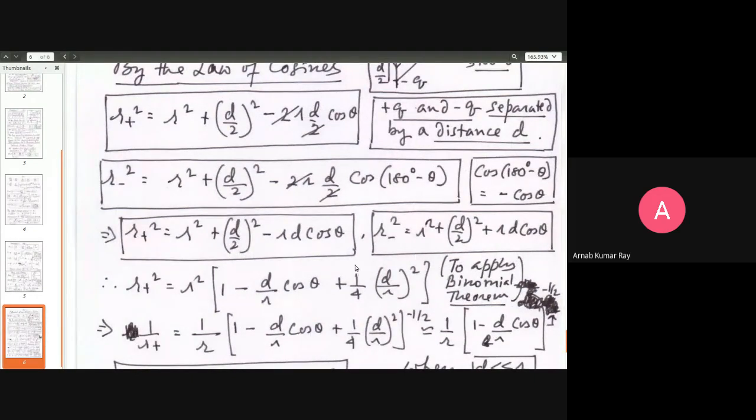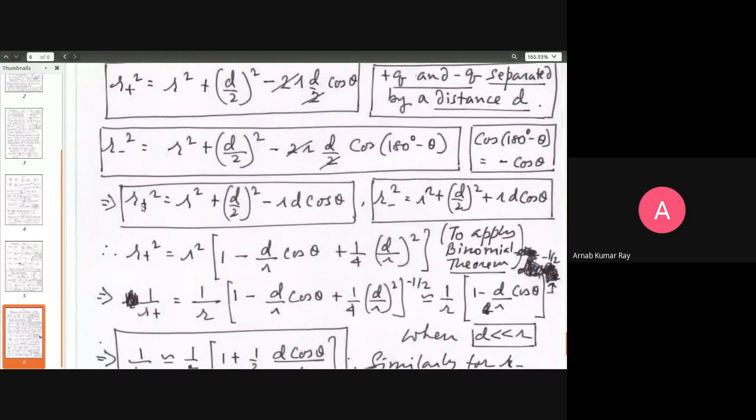Okay, next task. We'll just look at the first formula, the formula that contains the plus sign, r plus squared. For r plus squared, we are taking r squared as a common factor, r squared into 1 minus. So I have taken an r squared out of this thing. So it will be (d by r) whole squared, and this half will give you 1/4 on squaring. And then from this thing, you will get minus d by r cos theta.